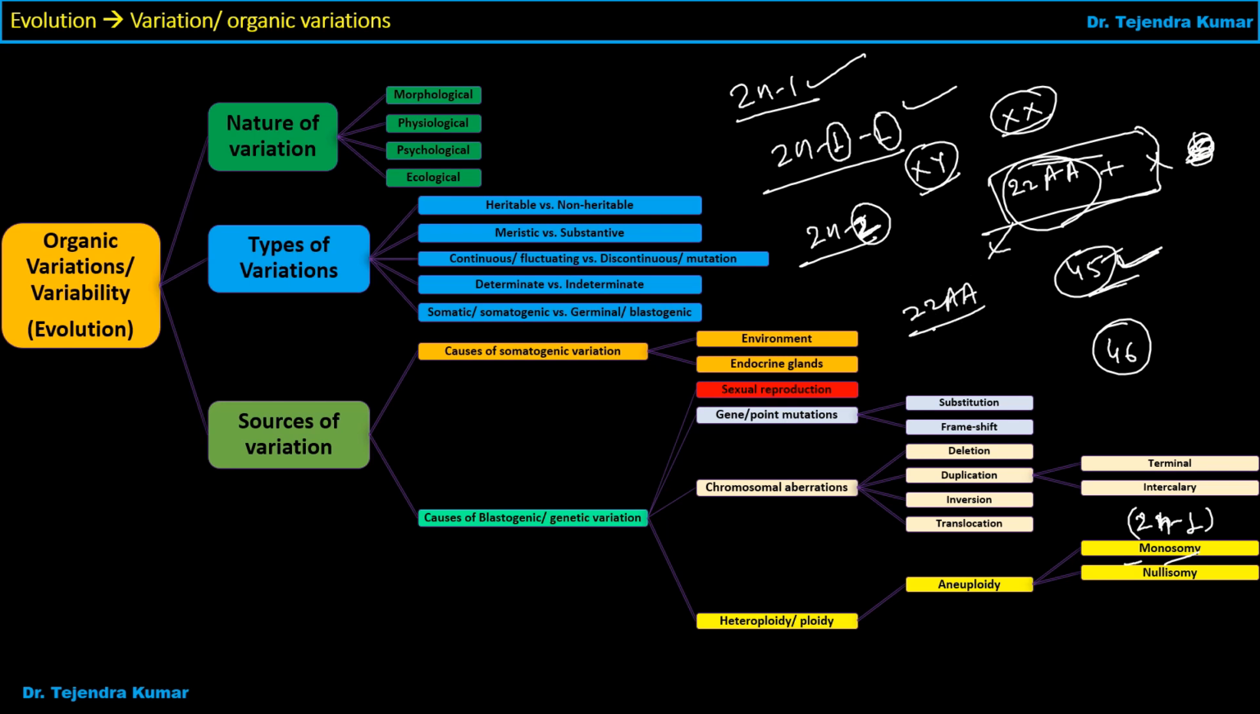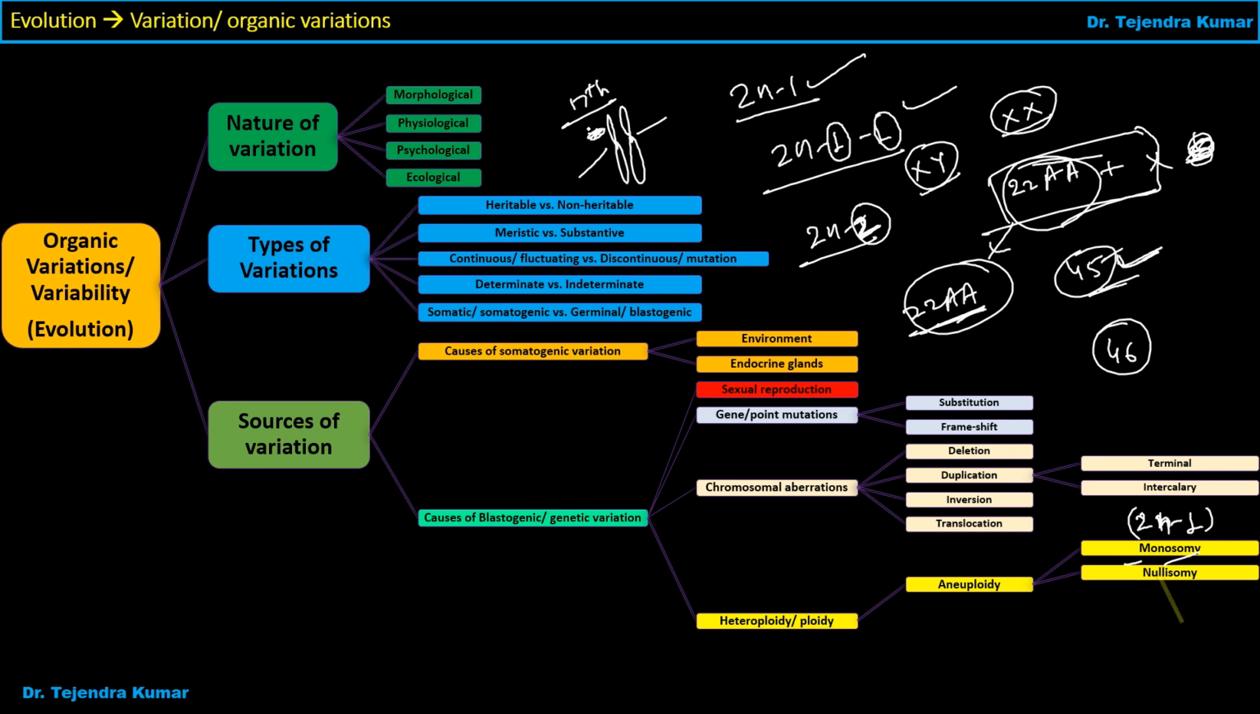So what this means is that one complete set is deleted, null, nothing. So this is called the nullisome. It may be any of the chromosomes. Likewise, the 17th chromosome is not present. This was the 17th chromosome from male and female, both. So both of these chromosomes are deleted. So this is called the nullisome.